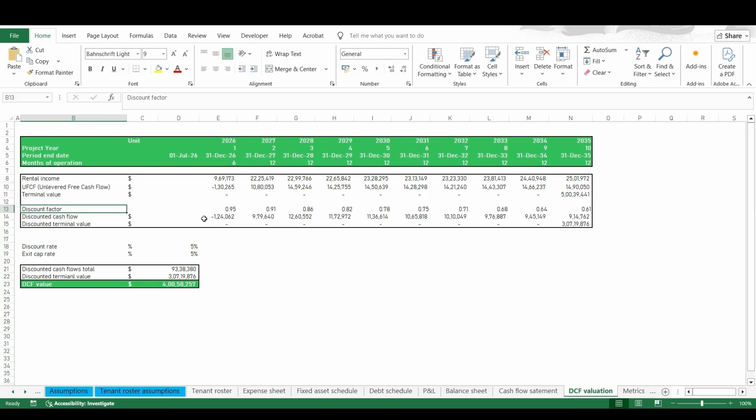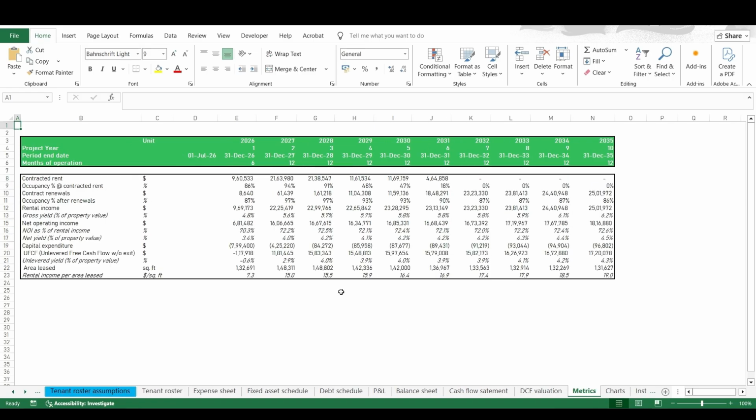And also we give a terminal value to the property when we exit this, so that at the last year if we decide to sell the property, this will be the terminal value that we'll get. We apply the discount factor to that as well, and that's how we get the discounted terminal value. So we add both of these up and we get the DCF value of property.